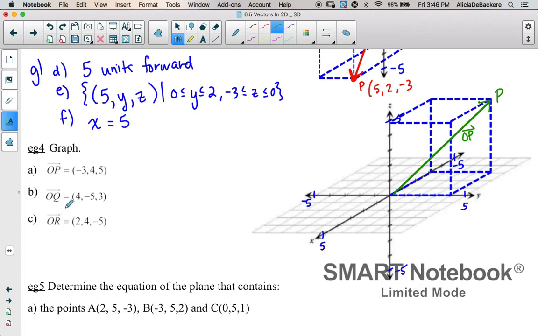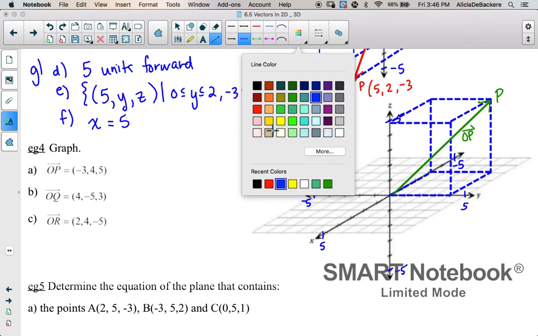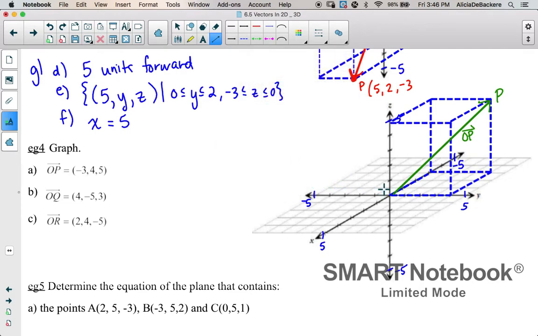All right, next we're going to do vector OQ. So again, I'm going to grab my ruler. And this time I'm drawing the box in blue still. This time I'm going to go 4 units forward. The first number is my forward. And then I'm going to go 5 units horizontally in the negative direction. And then I'm going to go 3 units up. So again, I'm measuring that out along the z-axis, and then I'm going to drag that out and measure it on the other corners.